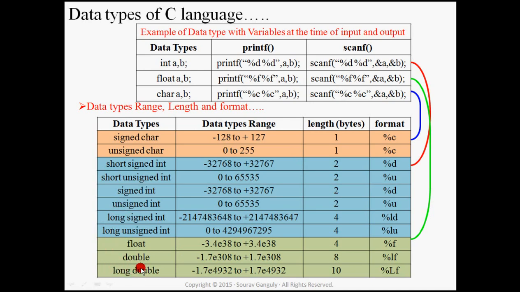Suppose this is long double, the range is this and the length is 10 bytes. If I write long double a comma b here, then I have to use %Lf, capital L small f here, to tell the compiler that it is long double.